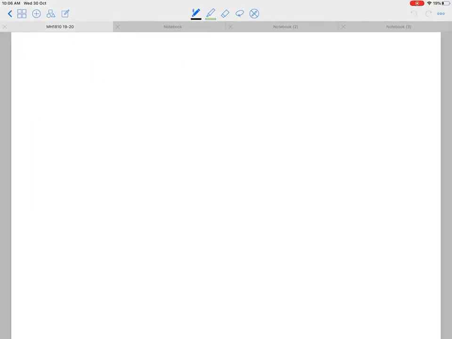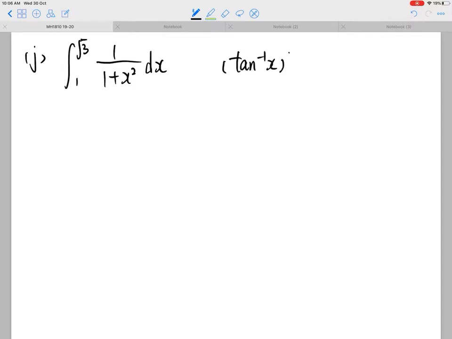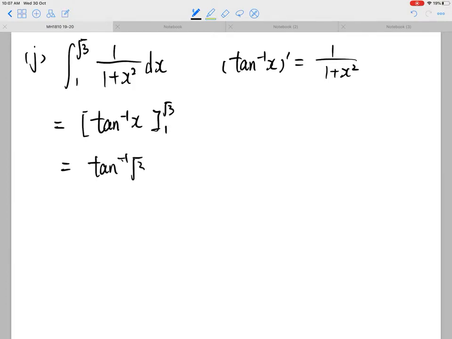And the last question, J. It's the integration from 1 to square root of 3 of 1 over 1 plus x squared dx. Again, don't forget tangent inverse x's derivative is 1 over 1 plus x squared. So you integrate 1 over 1 plus x squared, you get tangent inverse x, from 1 to square root of 3. So it's tangent inverse square root of 3 minus tangent inverse 1.